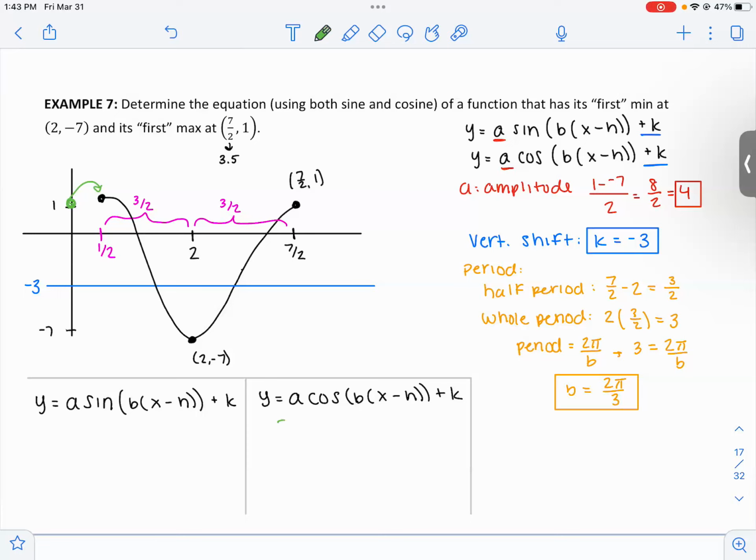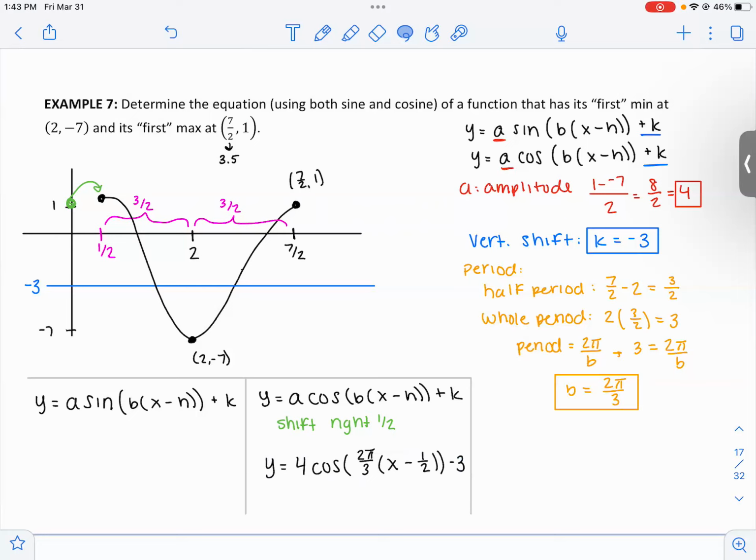So for cosine, we shifted right 1/2. And if I know that I shifted right 1/2, I can go ahead and write that cosine equation right now. So let's go ahead and do that. Y equals, my amplitude was 4. And I know I'm dealing with cosine, so I got a cosine. My period I found to be 2 pi over 3. We shifted it to the right 1/2, so that means I will have a minus 1/2. And we shifted it down 3 units, so I will have a minus 3.